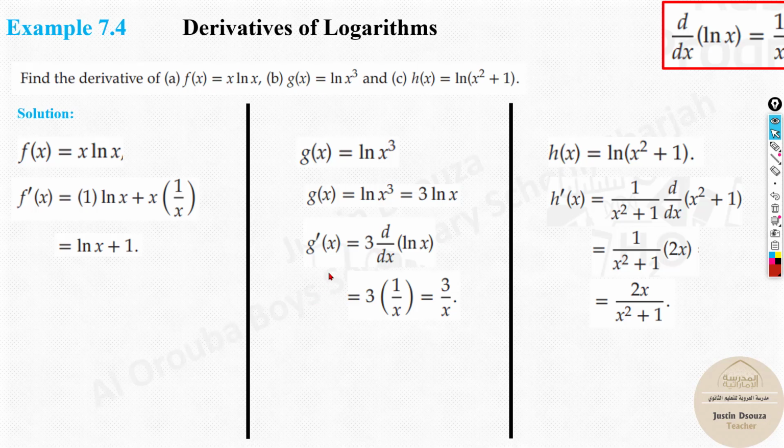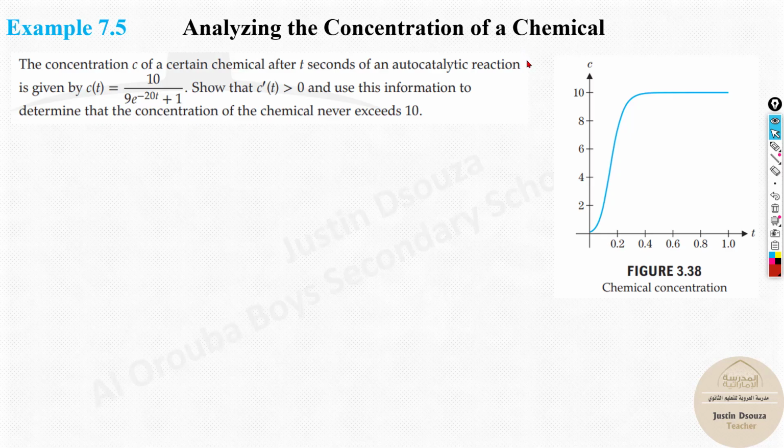Now we move on to the next problem, that is analyzing the concentration of a chemical. Okay, let's see what this is about. The concentration C of a chemical after t seconds of an autocatalytic reaction is given by this. Concentration C of t is equal to 10 by 9 e to the power minus 20 t plus 1. Show that C dash of t, the derivative of this concentration, is greater than 0 and use this information to determine that the concentration of the chemical never exceeds 10.